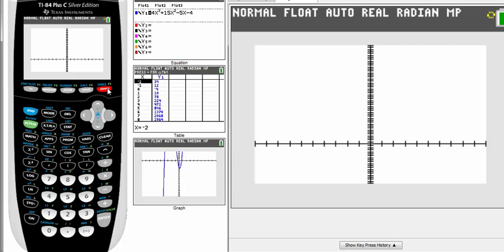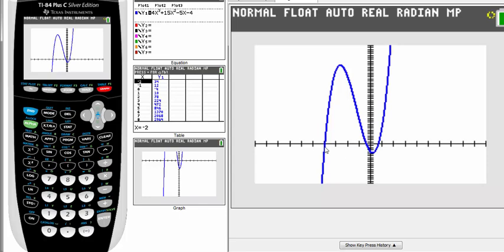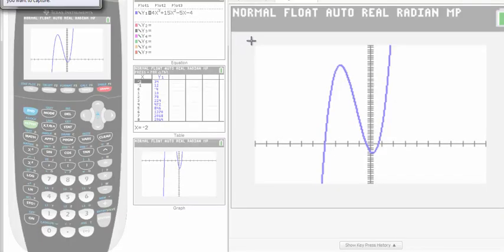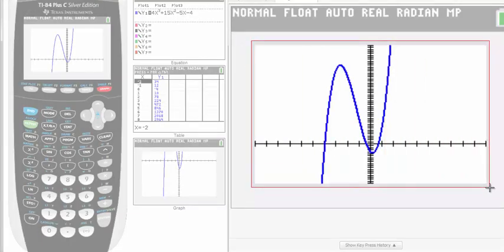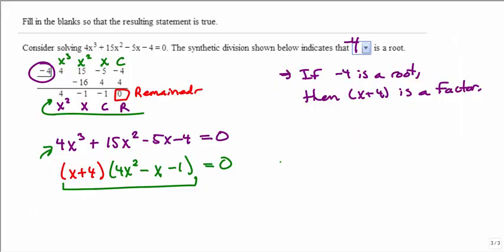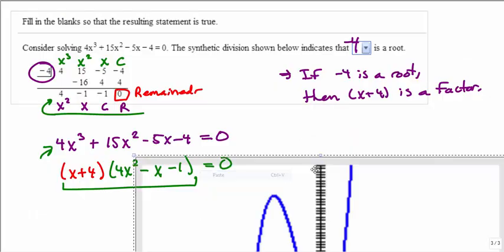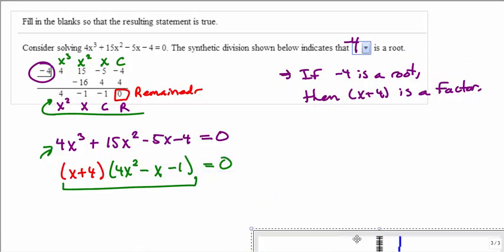Maybe we can get a better look at our graph. Oh, there it goes. 1, 2, 3. So here's our -4, and then I know I have a root between 0 and -1, and another root between 0 and 1. So what we found then was our one integer root. There's other ones out there, but they don't factor nicely, so I'd have to use a quadratic formula to come up with those.